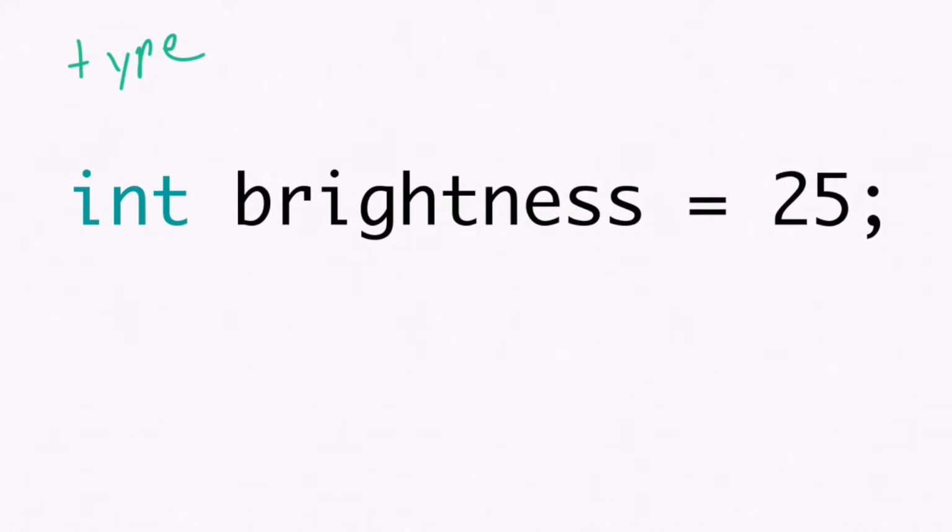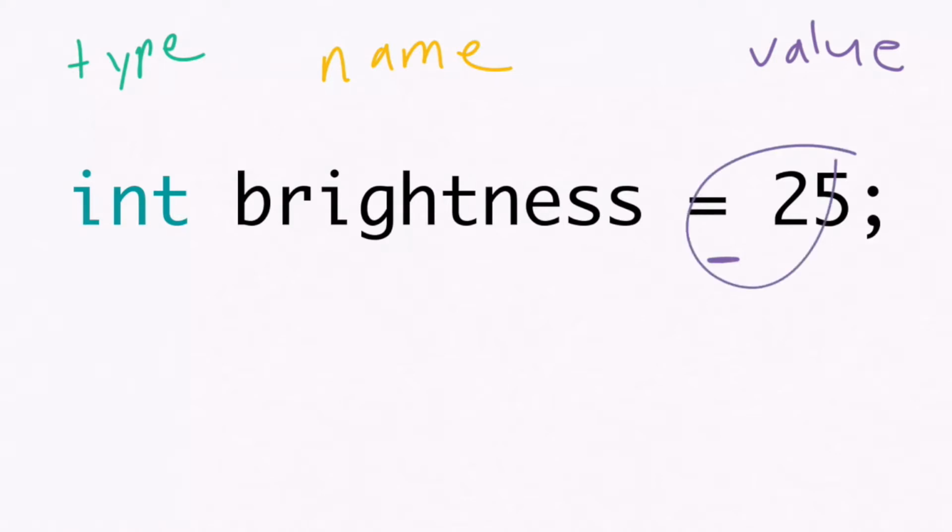The next thing is the name of a variable, in this case, brightness. Then you write an equals sign followed by a number. This number tells Arduino what value you want the variable to start at. So remember how we can store values in variables. This is the first value that the variable is going to store. In this example, 25.